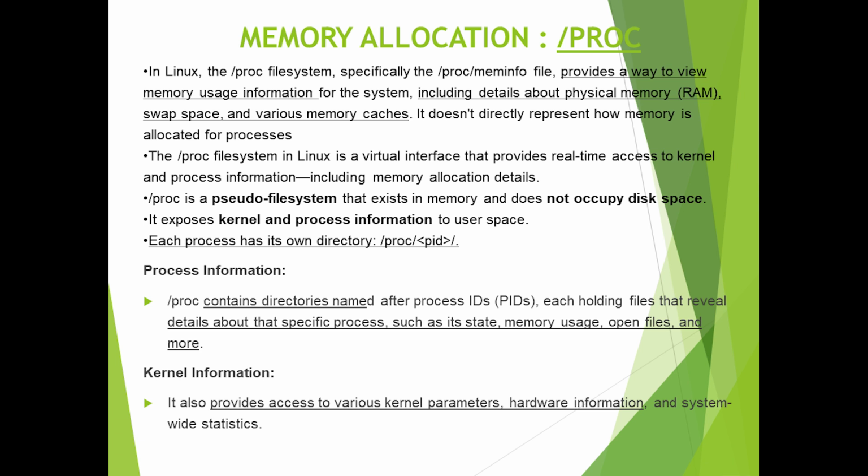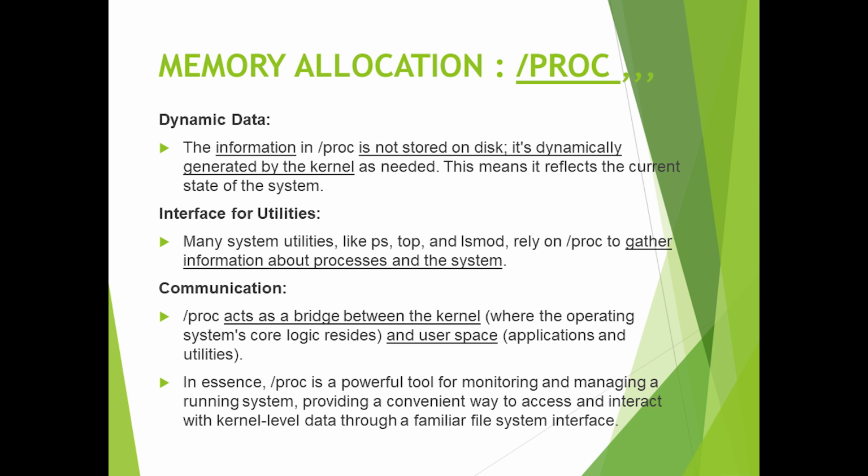The process information, in the sense, contains directories named after process IDs, each holding files that reveal details about the specific process, such as its state, memory usage, open files, and more. The kernel information provides access to various kernel parameters, hardware information, and system-wide statistics. Dynamic data means the information is not stored on disk. It's dynamic, generated by the kernel as needed. This means it reflects the current state of the system.